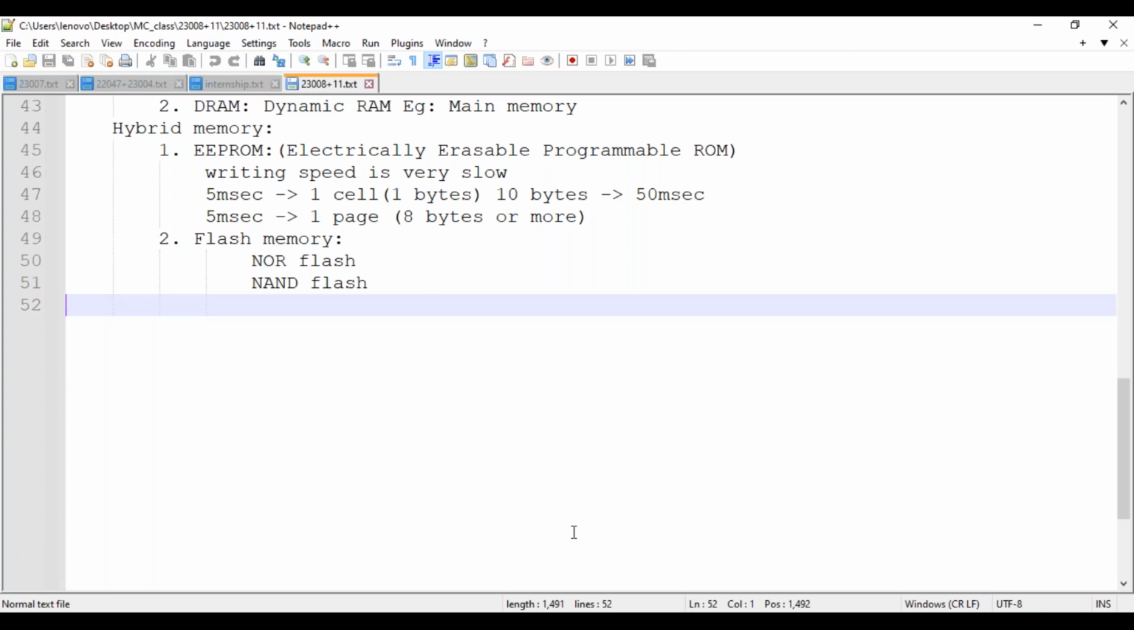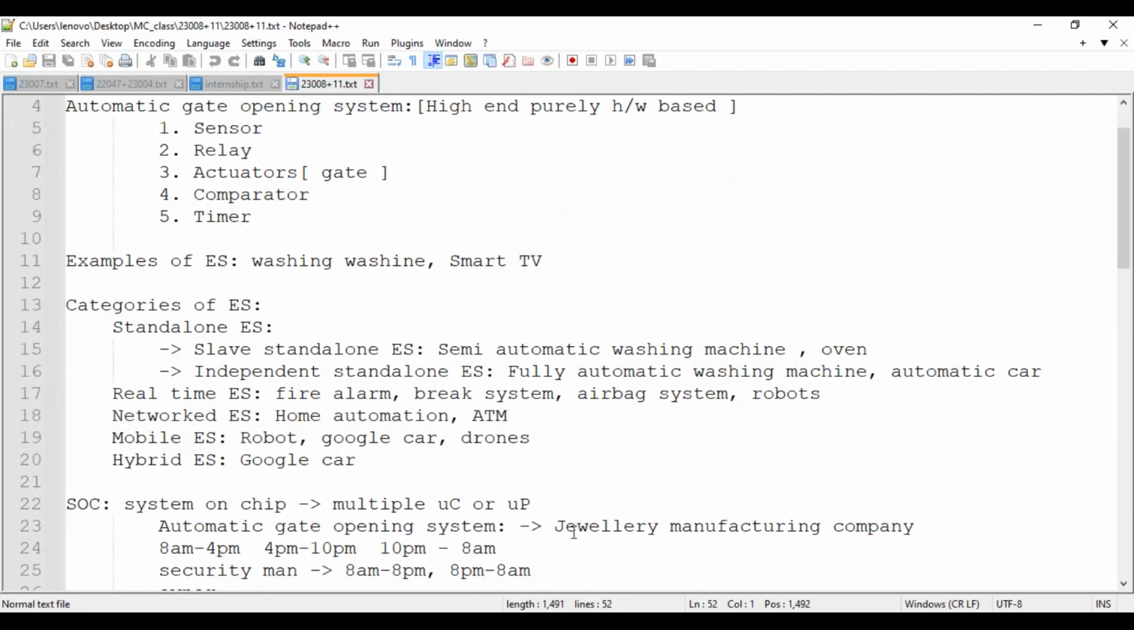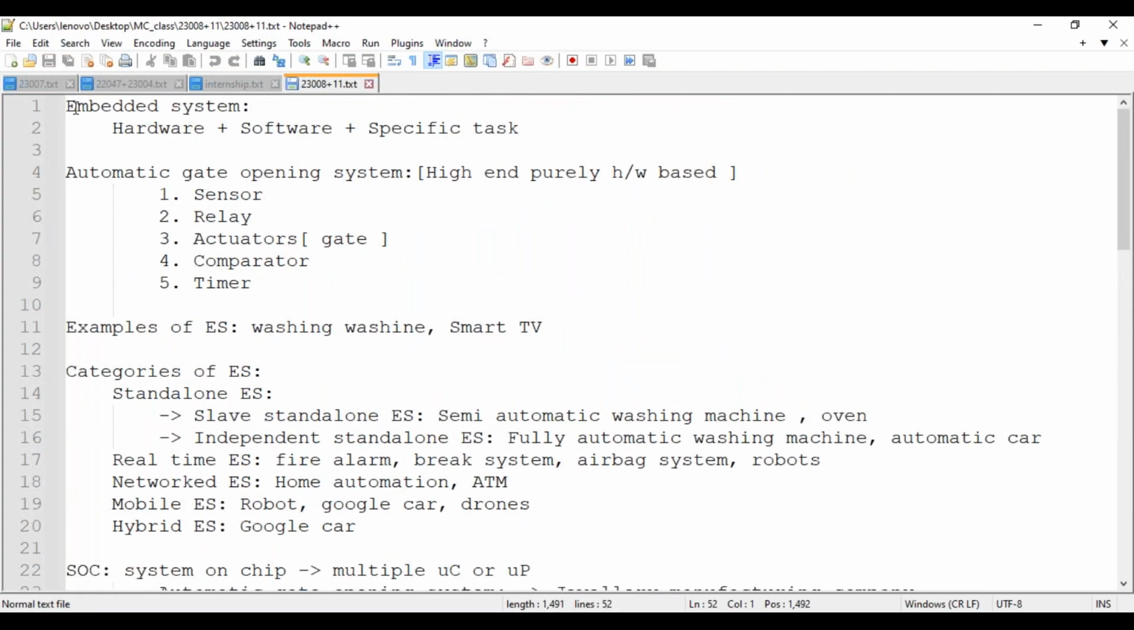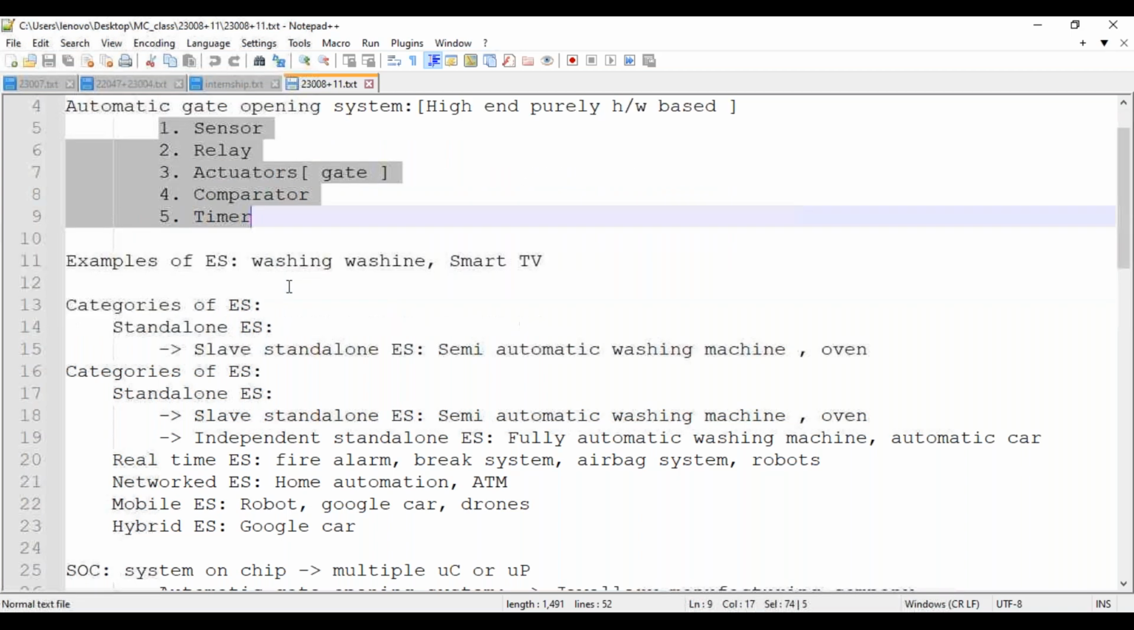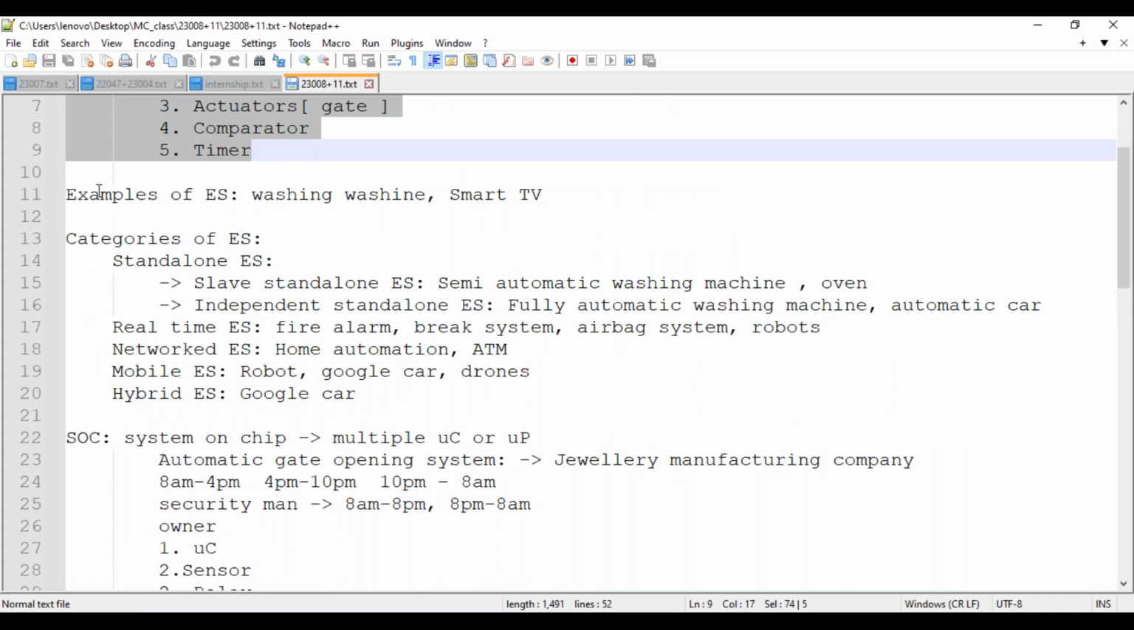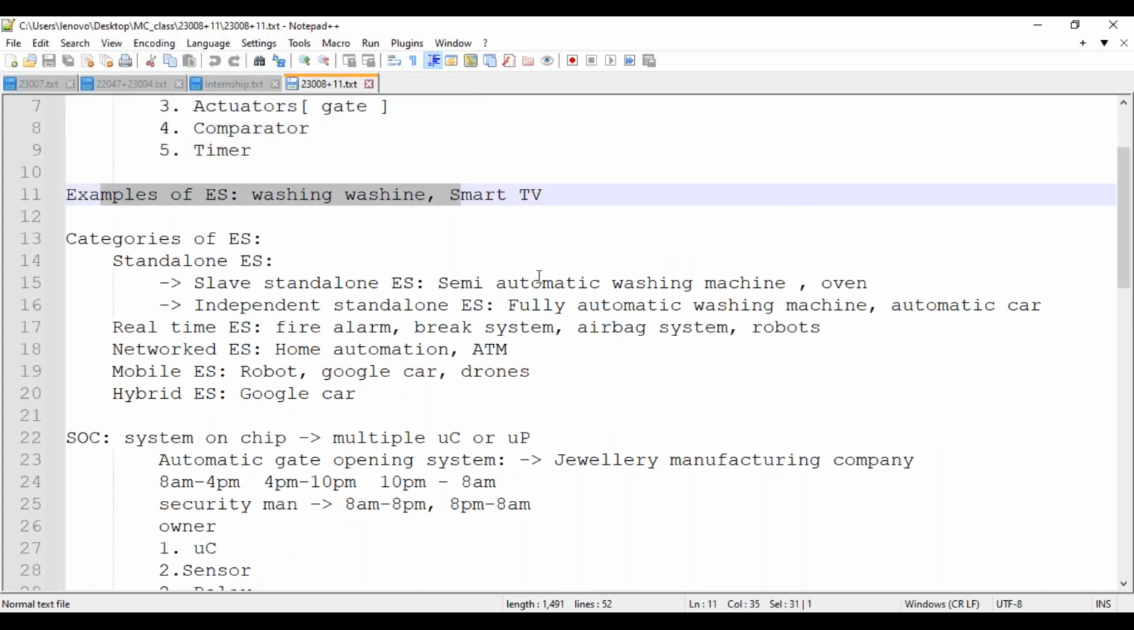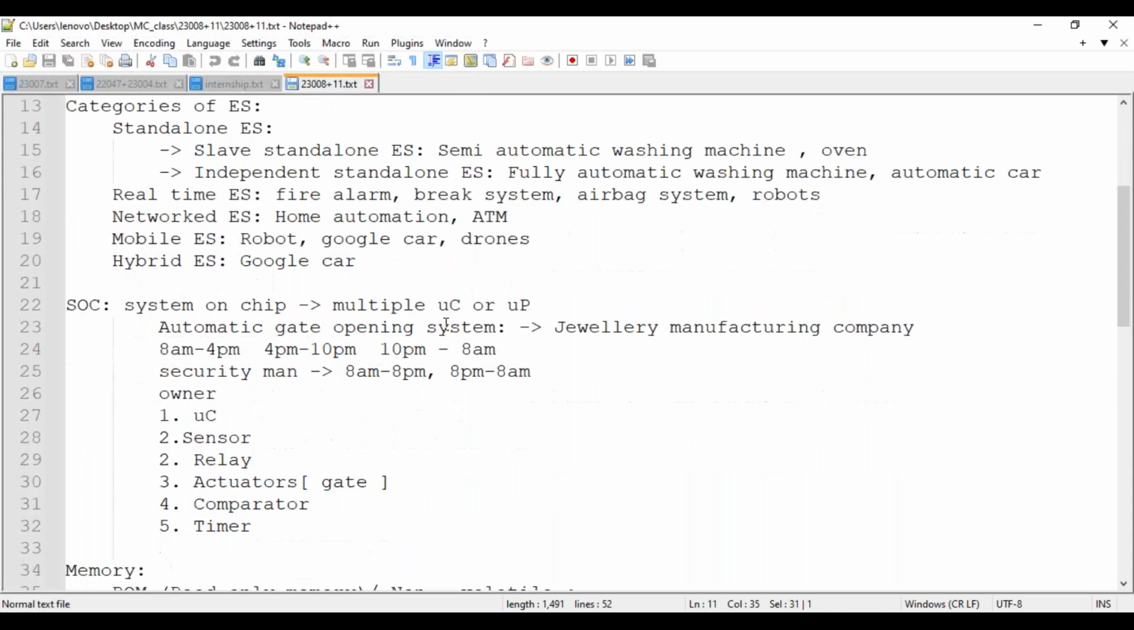At first, we have just done one single class of the microcontrollers module, and we started initially with the definition of embedded systems, which is nothing but a combination of hardware and software doing a specific task. Then we tried designing an automatic gate opening system, which was purely hardware based, and we did not consider it to be an embedded system because software was not involved. Then we saw the examples of embedded systems. We listed some of them. We saw some in the slides as well.